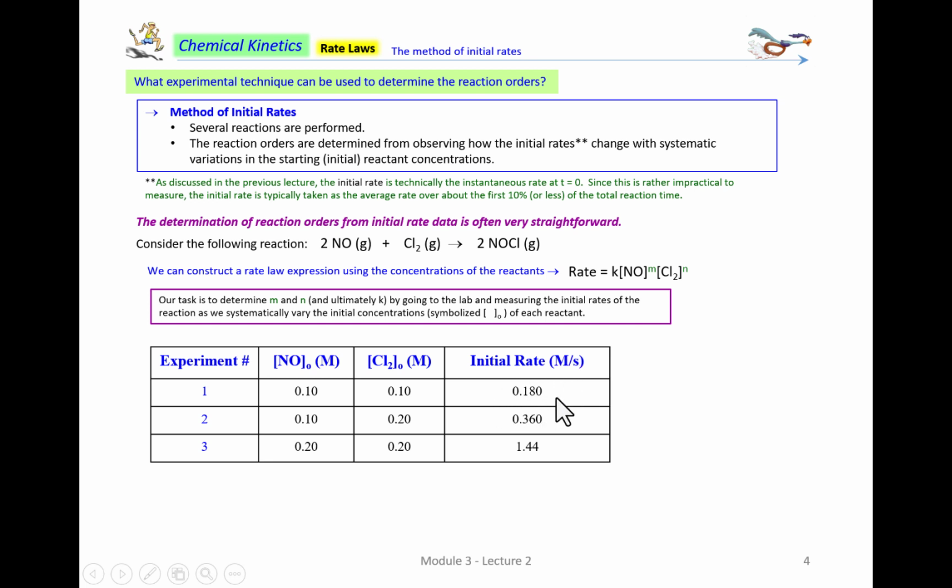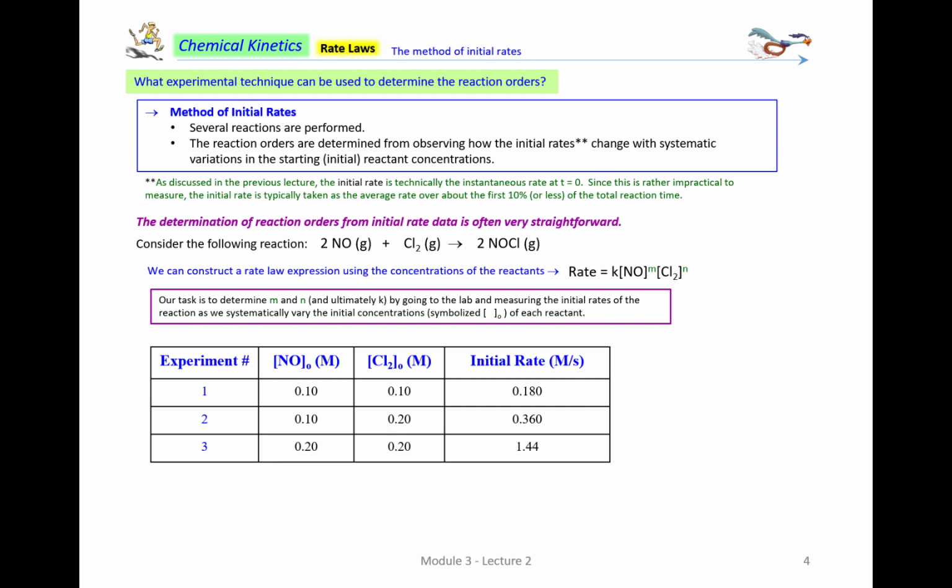So you'd have to go in the lab, find some way to observe this reaction and time it and so forth. Look at the average rate over the first 10% of the reaction and calculate a reaction rate, an initial rate. In experiment 2, what's done is that the concentration of NO is kept the same, but the concentration of chlorine is doubled. And that's what we mean by a systematic variation in reactant concentrations.